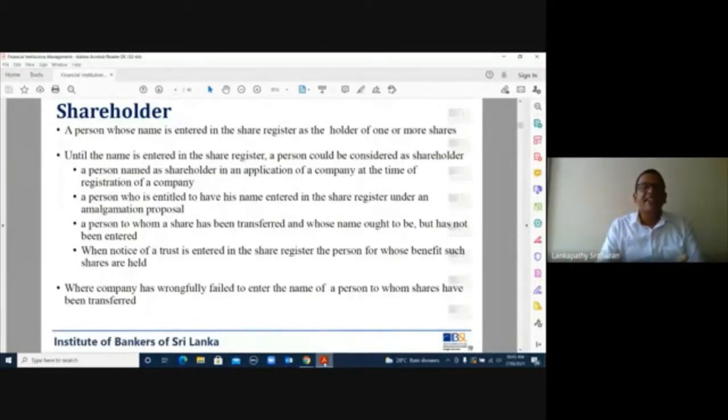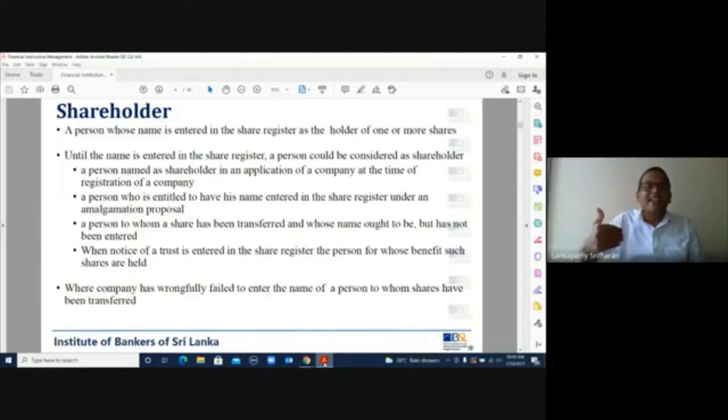That's what it says, what are the circumstances. First one is a person named as a shareholder in the application of the company at the time of registration of the company. Let's assume now we are going to form a new company. At that time, there is no shareholder register, because once they incorporate, only then will they start to maintain the shareholder register and all.